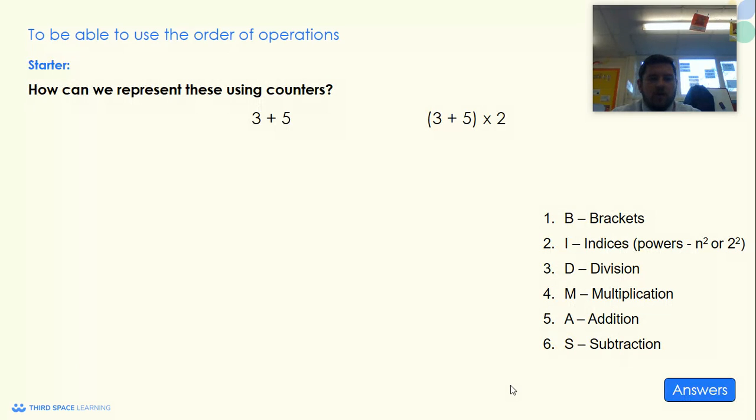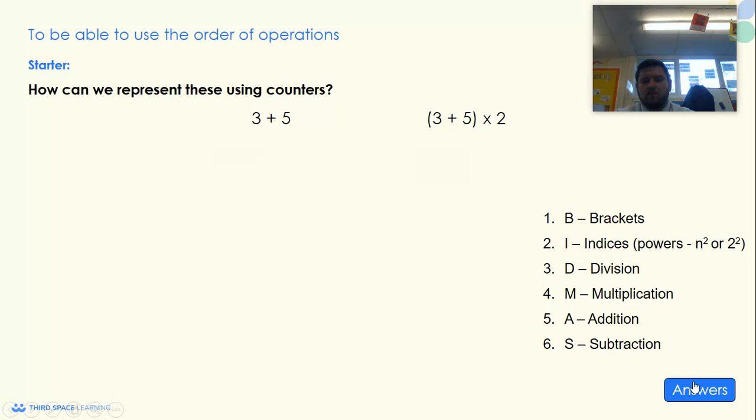So here we have two calculations. 3 plus 5, which I'm sure you all recognise as 8, could be represented by 3 counters of one colour and 5 of another. 3 plus 5 times 2. Well, if you notice, this has got something else in here other than just the addition and the multiplication. It's got brackets. So we do the brackets first. So we need 3 plus 5 first, which would be 8. So we'd have 3 counters of one colour and 5 of another. And then we'd multiply the whole thing by 2.